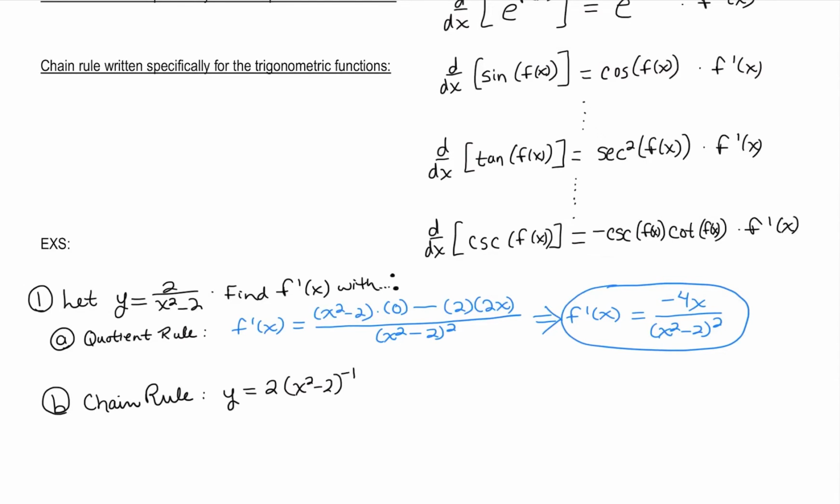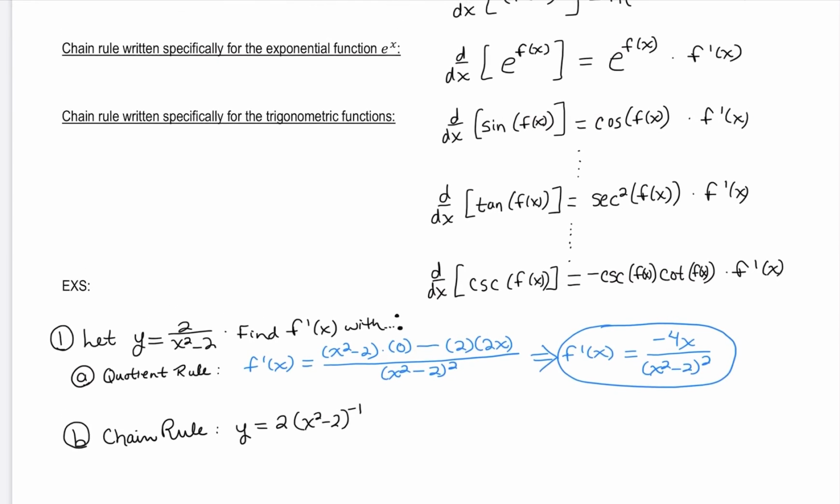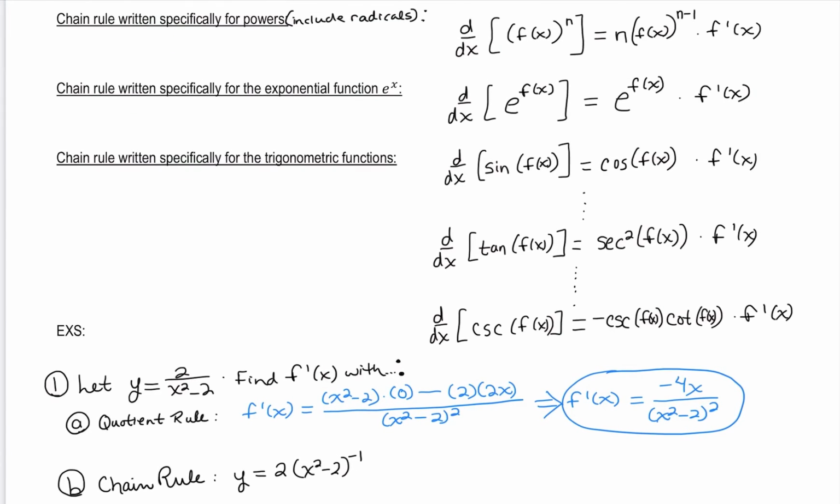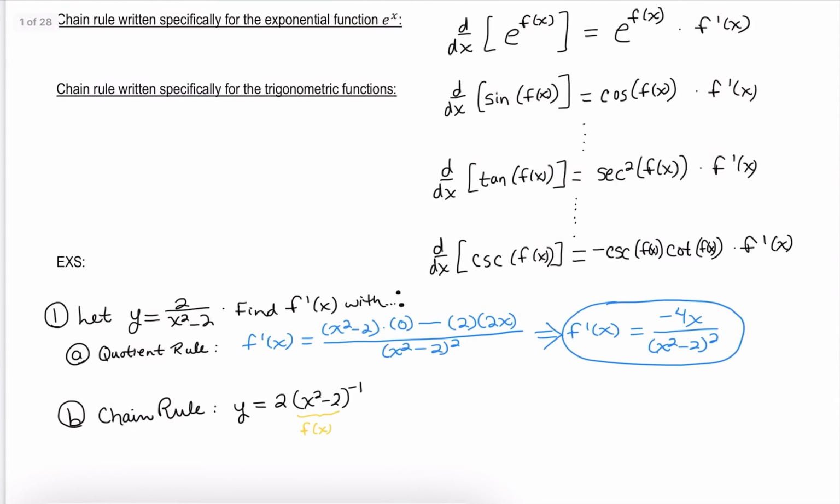All right, so here's our classic example of an inside function raised to an outer power. So I want us to be thinking of it exactly that way. This whole x squared minus 2 is our inside function in this case. So what we have is 2 times an inside function raised to the -1 power.